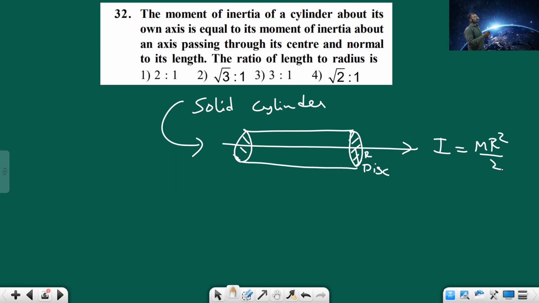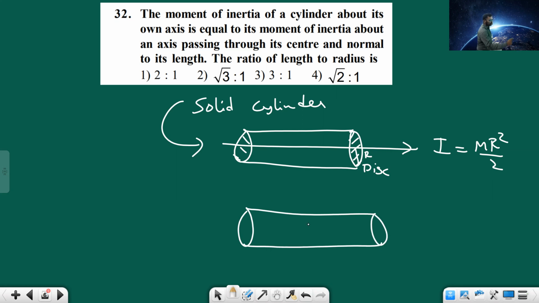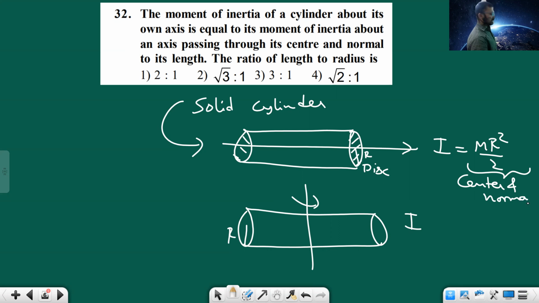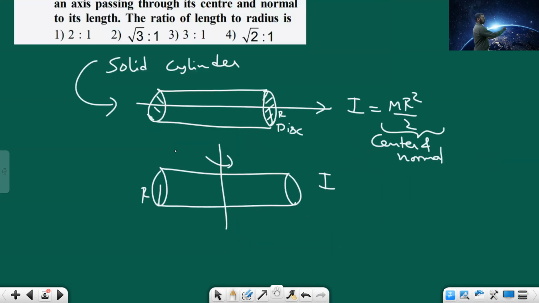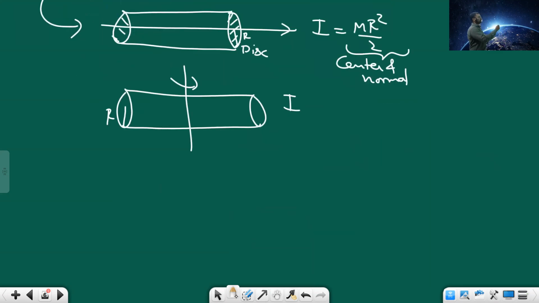Now the next one is the moment of inertia passing through center and normal to length. Passing through center and normal to the length means we have to take a combination of two things here. In the previous case, it is passing through the disk center and normal, very simple. Here, passing through center and perpendicular to the length.